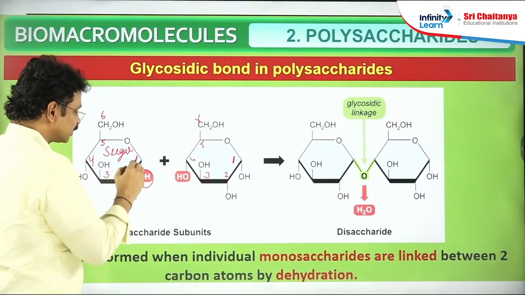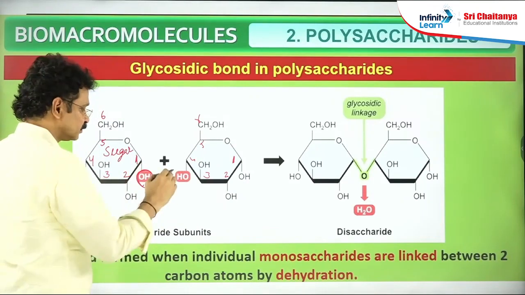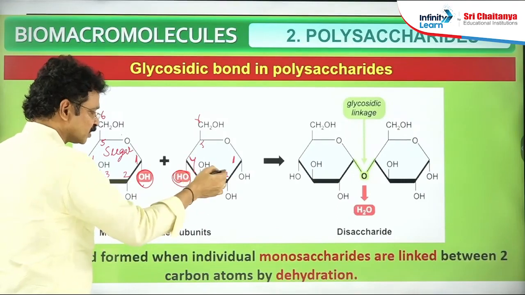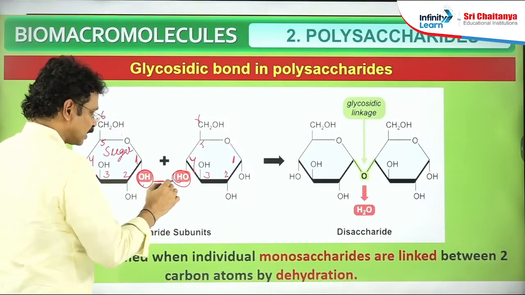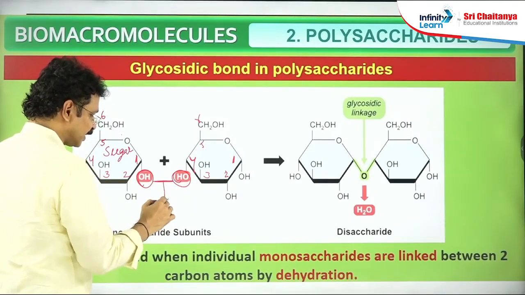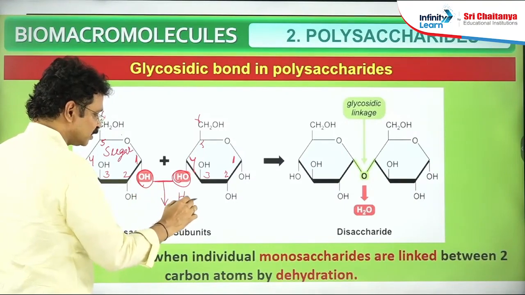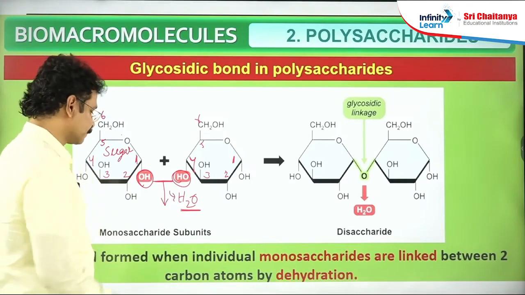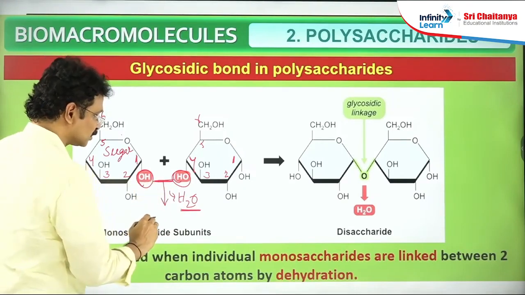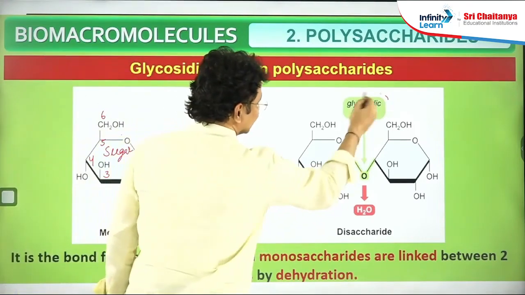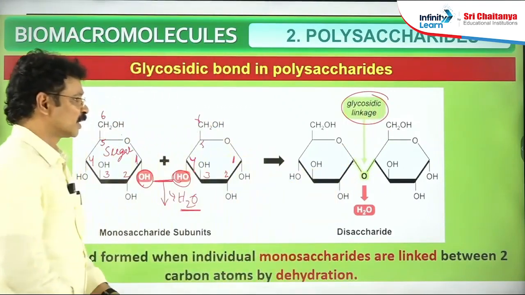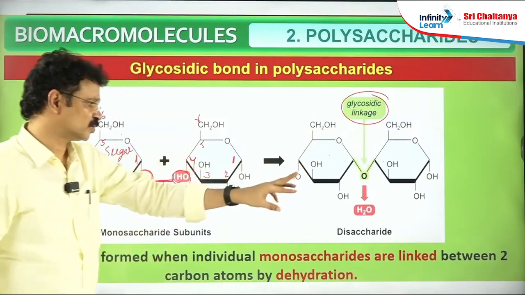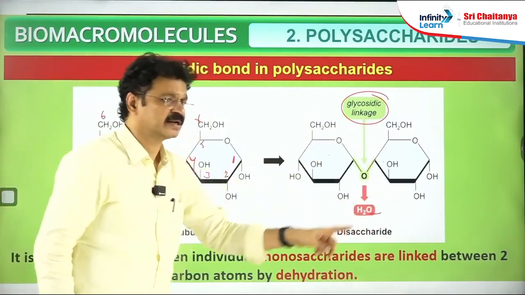The OH group is found at the first carbon of one sugar, and the OH group is found at the fourth carbon of another sugar molecule, involved in formation of a glycosidic bond by removing one water molecule. So the name of this bond is glycosidic. Glycosidic bond formation between two successive sugar molecules is an example of a dehydration reaction.